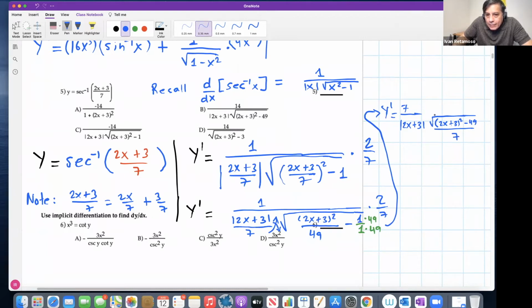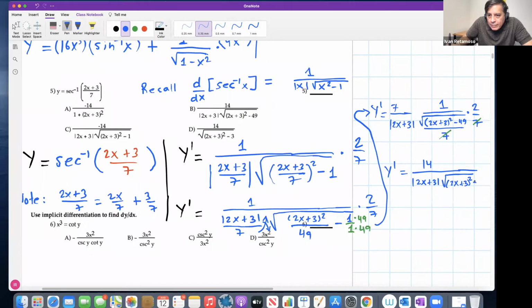And I have 1 on the top, and here notice 2 over 7. These 7s will cancel. What is left? 2 times 1, 2 times 7, 14 on the top. And on the bottom, you have the absolute value of 2x plus 3 multiplying the square root of (2x plus 3) squared minus 49.